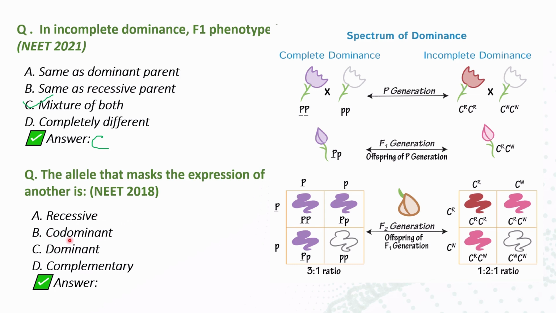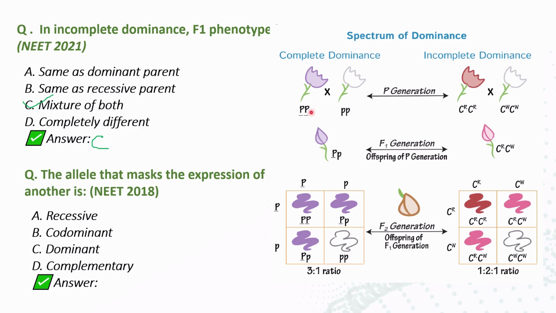Codominance means it will not mask the character of the other. What it will do is combine with the other allele to give a different one. So codominance is also wrong, not the right answer for this. And if we go on to the dominant allele, dominance means one is dominant over the other, masking or suppressing the other one's action. Like that, the dominant gene will mask the expression of the other.